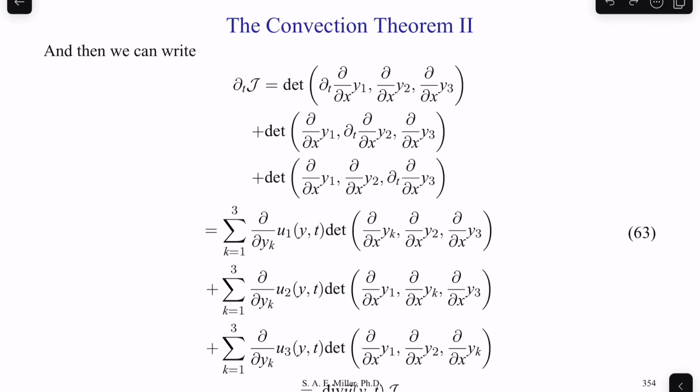Then we can expand this out for k equals 1, 2, 3 as 3 determinants of partial t, partial x y1, y2, and y3 across the diagonal. And the other terms are just partial x of y2, y3, etc. We can rewrite this using our previous definition at the bottom of the last page as a summation of k equals 1 to 3 for all 3 parts.